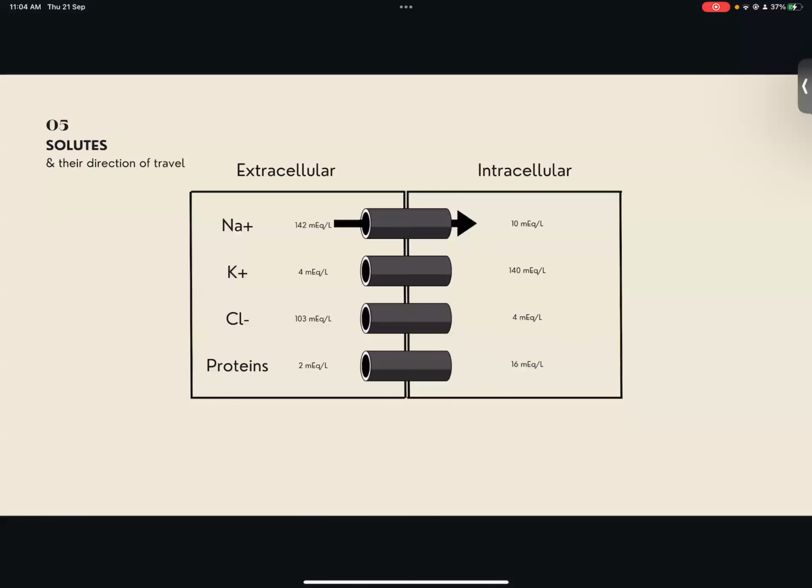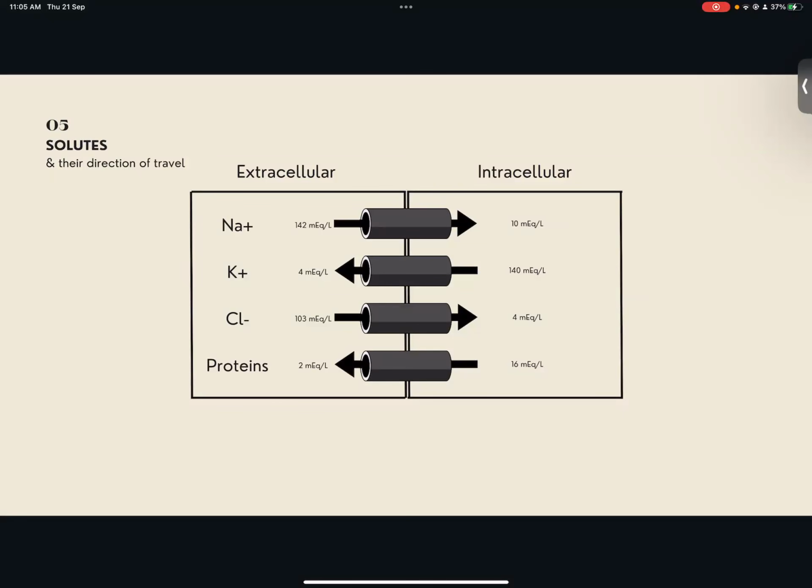Now, potassium. Potassium is pretty much the opposite: 140 in and 4 out. So more concentration in your intracellular fluid than in your extracellular fluid. So which way will potassium move? From in to out, the opposite direction. What about chloride? 103 out, 4 in. Left to right. And finally, proteins. Proteins are not an ion, but they are negatively charged, so we could also consider them. Proteins in the intracellular fluid are 16, and extracellularly, they are 2. So they'll be moving out, this way.